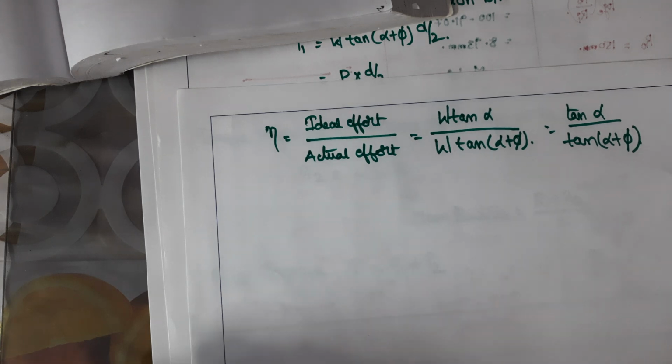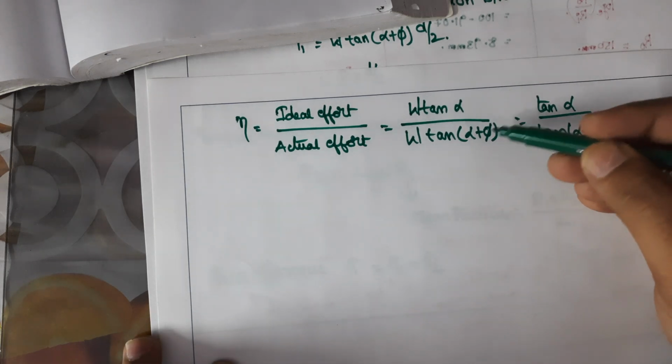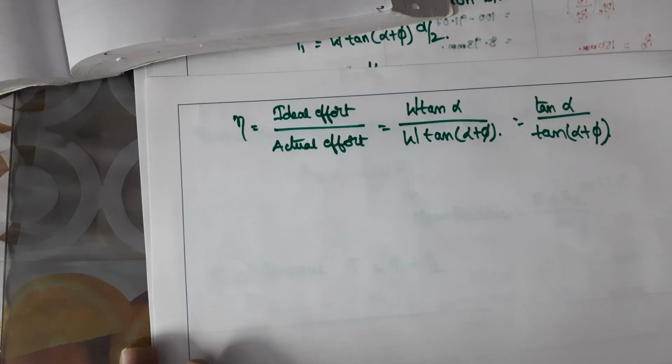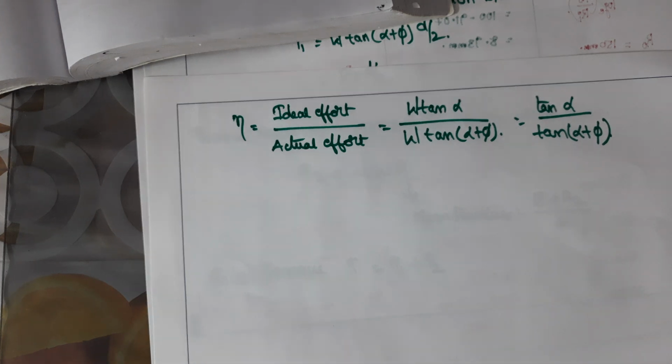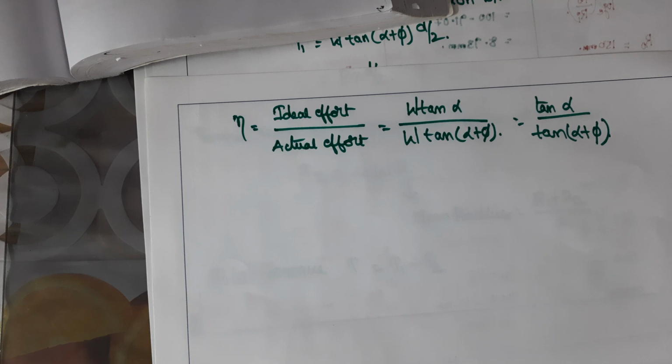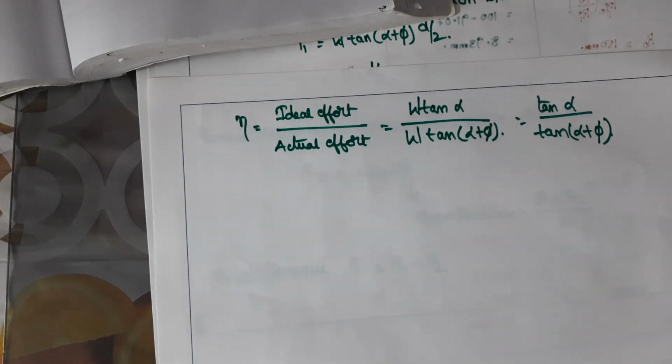So here you might wonder why phi is there and why phi is not here. If there is no concept of friction, meaning there won't be friction between the screw and nut, then phi will be equal to 0. Phi is nothing but the friction angle between screw and nut. We are not considering the friction here, so that's why I didn't take the phi. So phi is equal to 0. So that's why W tan alpha by W tan(alpha plus phi).